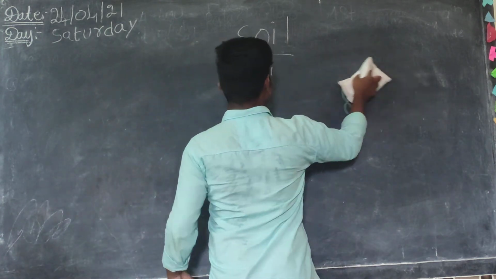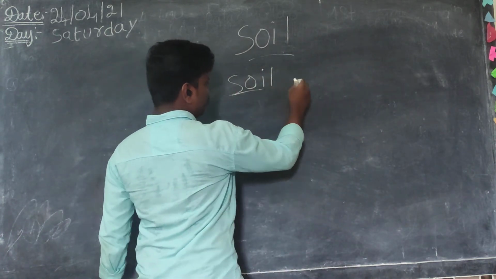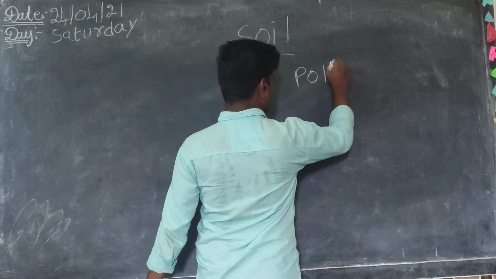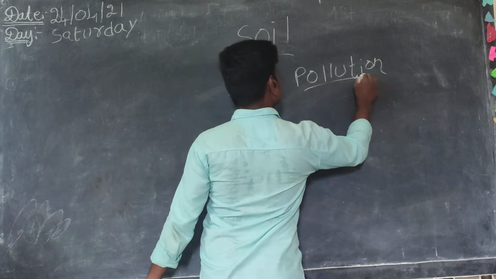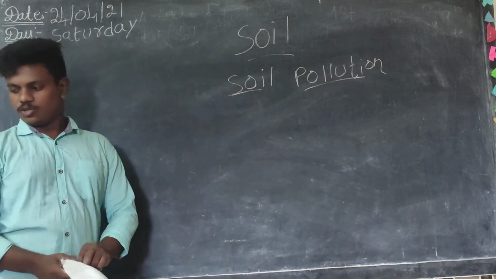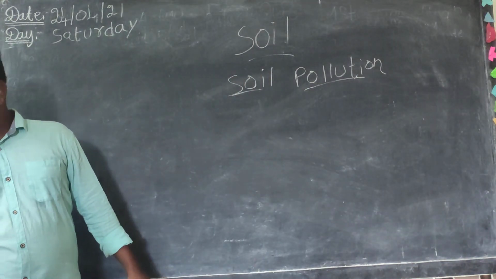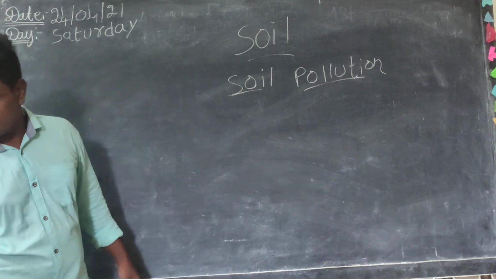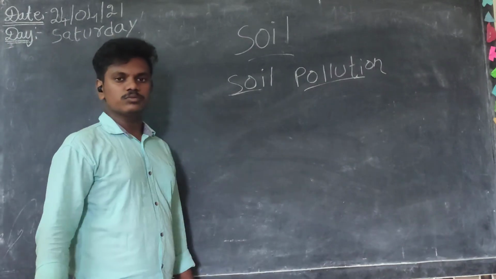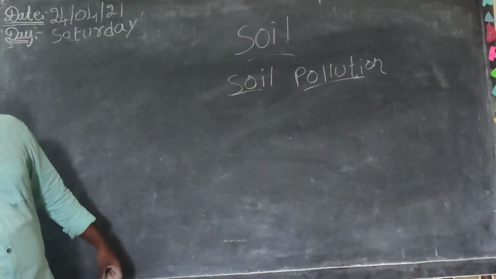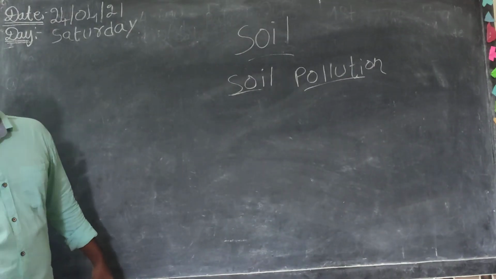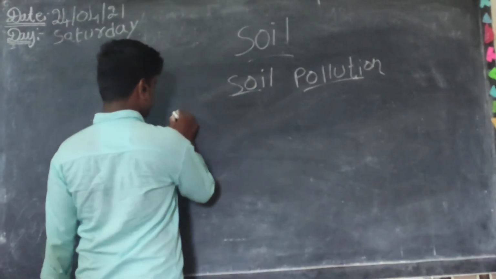Okay, next, what is the next topic? Soil pollution. How is the soil getting polluted? By dumping.